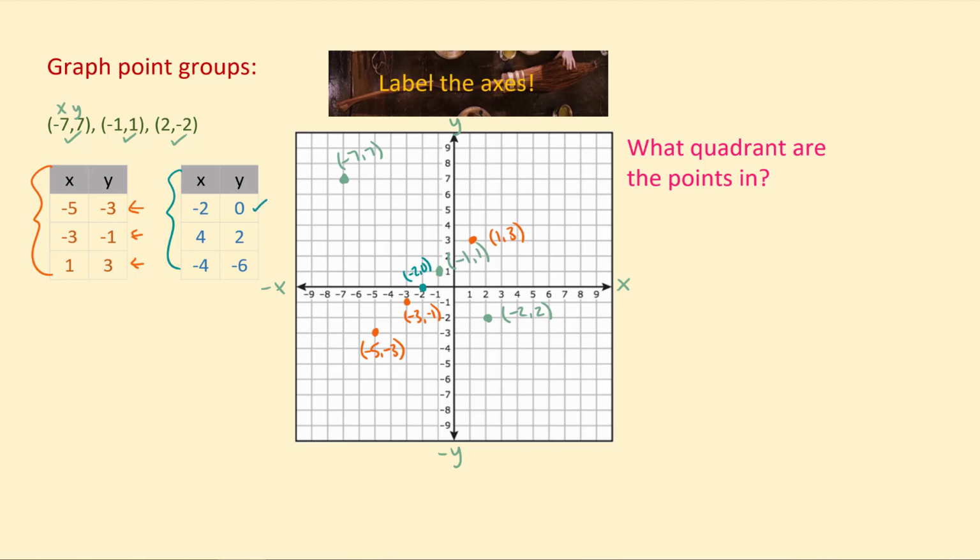Our next point is at 4, 2. I'm going to go to the right 4 and up 2. That puts me in quadrant 1. And that last point is at -4, -6. So to the left 4, down 6, which again is in quadrant 3. And that's how we graph the points. We just find that location spot and put a dot.